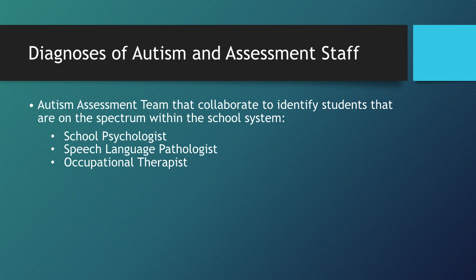Within the school setting, assessment staff consisting of a school psychologist, speech language pathologist, and occupational therapist come together as a team to assess students that appear to be on the spectrum. Each assessment professional is in charge of their own area of expertise. The school psychologist administers assessments that look at the behavior component. The speech language pathologist assesses social language and pragmatics, and the occupational therapist assesses the sensory component.